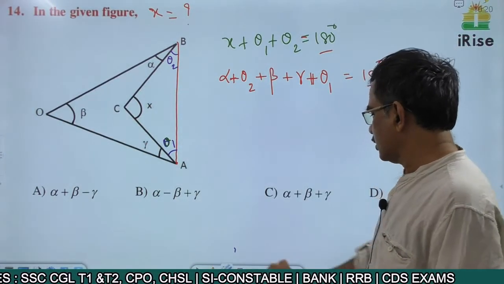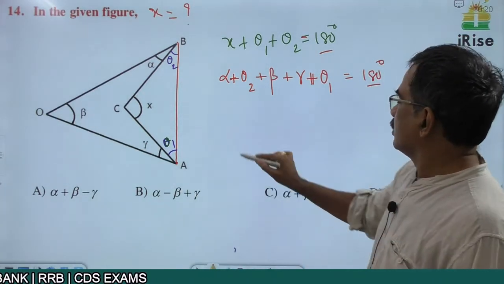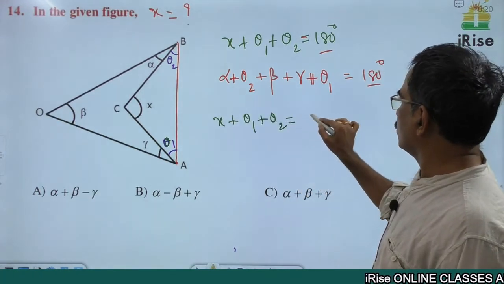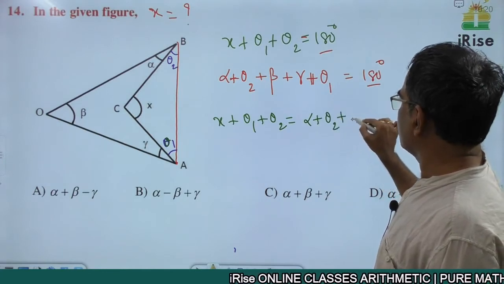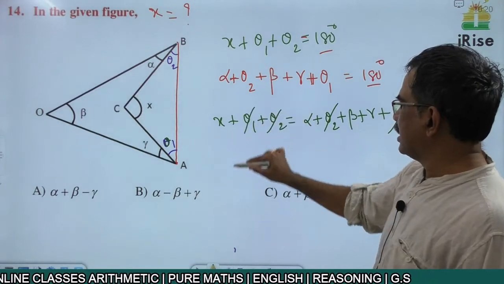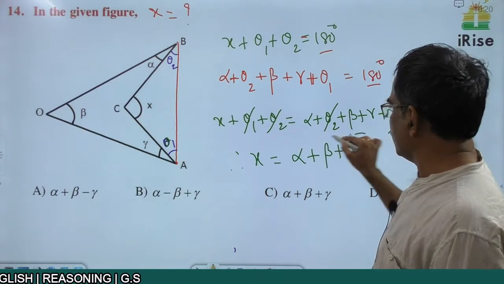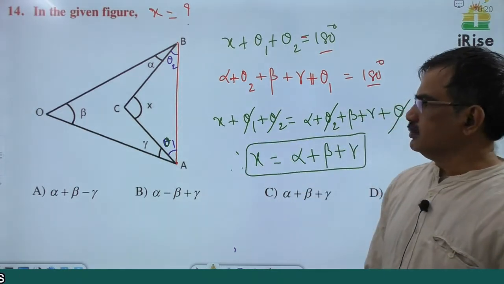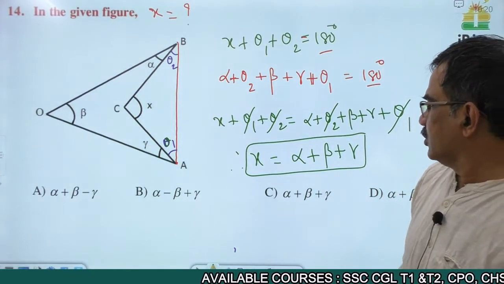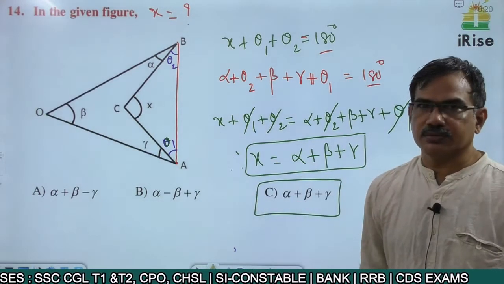So from this we can say that x plus theta 1 plus theta 2 is equal to alpha plus theta 2 plus beta plus gamma plus theta 1. Theta 1, theta 2 cancel on both sides. Therefore, x is equal to alpha plus beta plus gamma. So the answer for this question is alpha plus beta plus gamma.